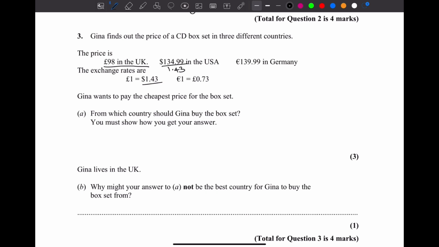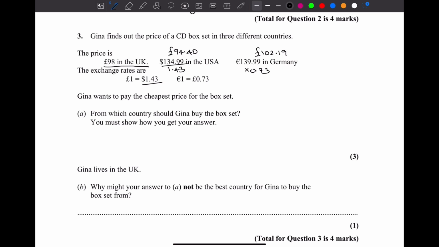Which gives 94.40, which gives you about £94 and 39.8, which is literally 40 pence. And then euros to pounds. We would multiply this, not divide, we will multiply by 0.73. 139.99 times 0.73 will give you £102 and 19 pence.